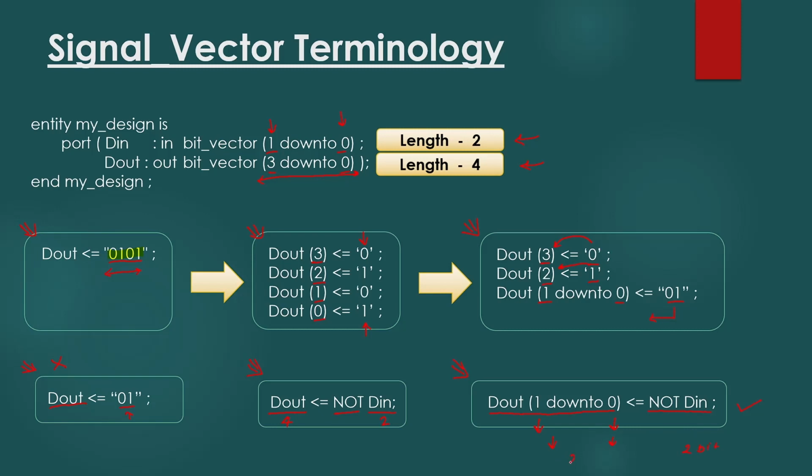Let me clear the markers on the screen. Okay, an important thing to note here is that when you are assigning values, we use single quotes or double quotes based on the length of the assignment. But did you notice that when we assign the NOT gate of din to dout, we didn't use single quotes or double quotes on din? So this is an important aspect to remember: single quotes or double quotes are only used when you are assigning a bit value, but not with the signal name.